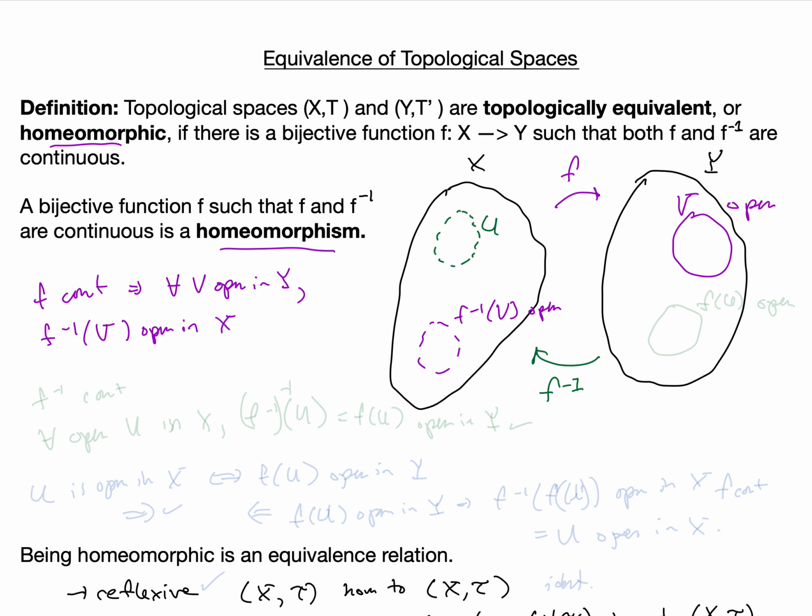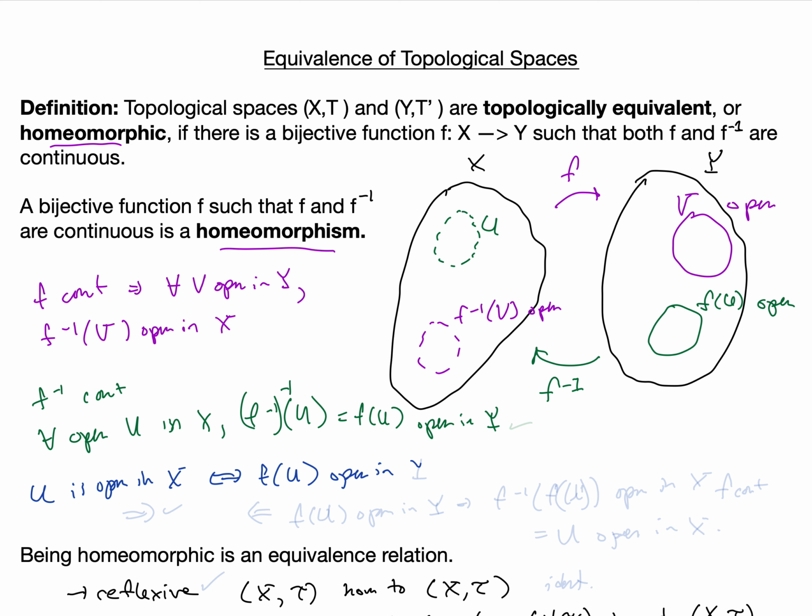And because f inverse is continuous, that means for any open set U in X, the inverse of f inverse of U, that's f of U, is open in Y. So because f inverse is continuous, f of U is open in Y. So that tells us that a set U is open in X if and only if f of U is open in Y, if it's the case that f is a homeomorphism.